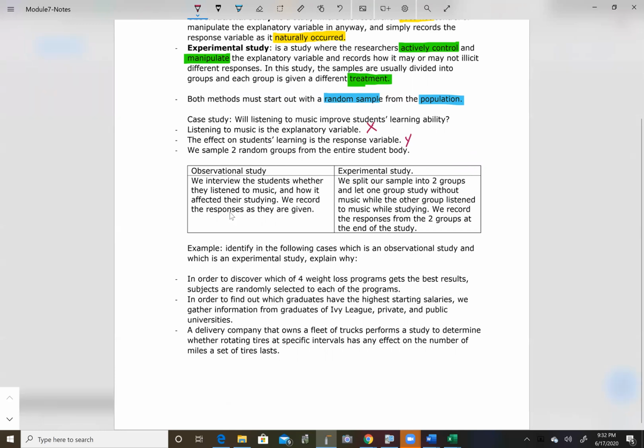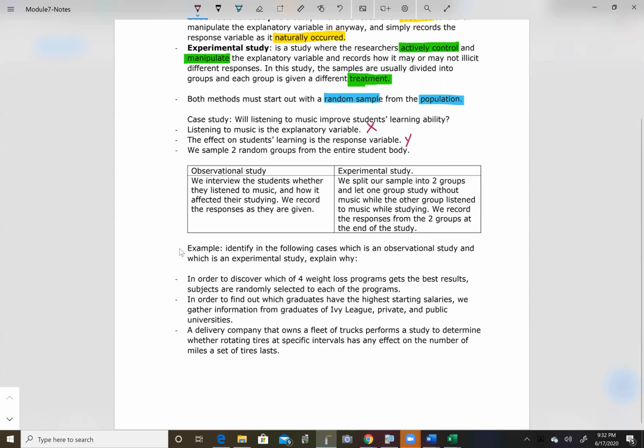There's no treatment happening. If it was an experimental study, we split our sample into 2 groups, let one group study without music while the other group listens to music while studying. We record the responses from the 2 groups at the end of the study. So the treatment here is that one group is listening to music and one group is not. That's the experiment.